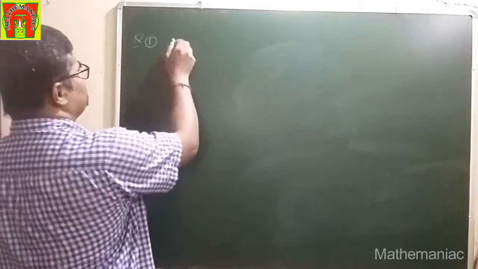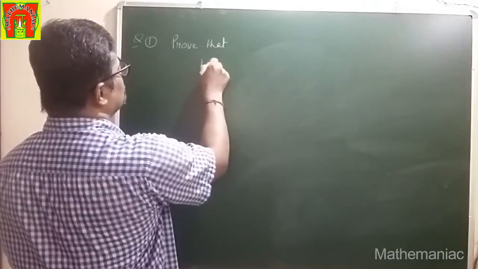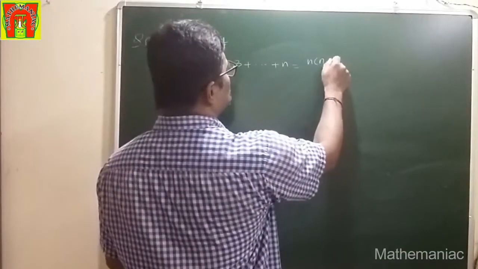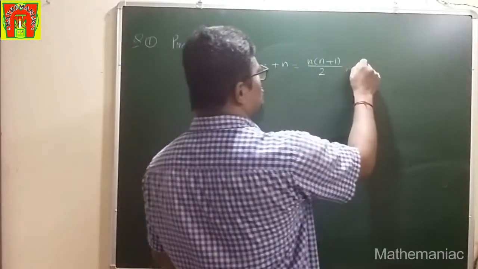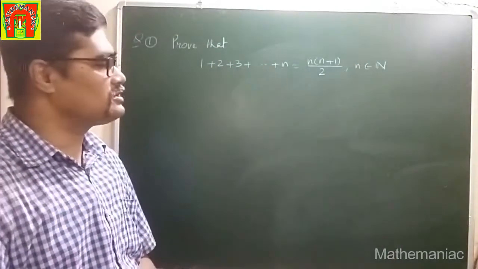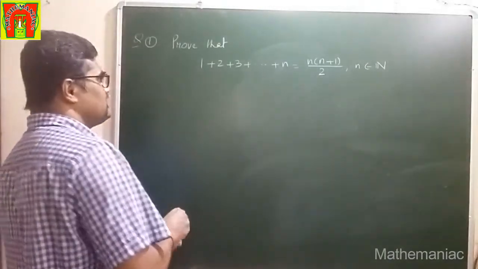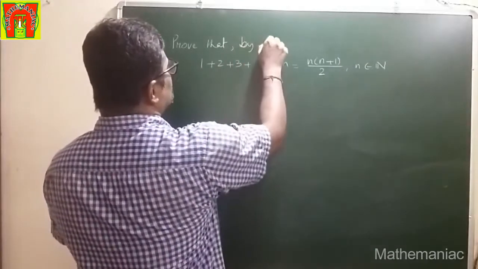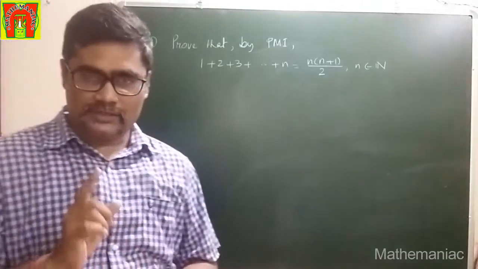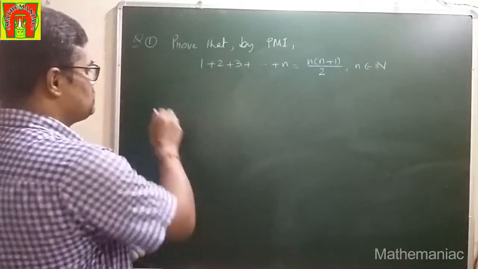Question number 1, say: prove that 1 plus 2 plus 3 dot dot dot n is equal to n into n plus 1 by 2, where n belongs to natural number, right? I am not saying by PMI, but I can write, no problem. Let me write, prove that by PMI, right? So I am going to follow the steps. Be very alert to observe the steps. It's very easy in fact, right? So proof.